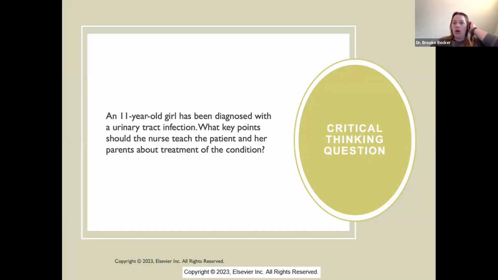Okay, so critical thinking question. An 11-year-old girl has been diagnosed with a UTI. What are key points that the nurse should teach the patient and her parents about treatment of the condition?